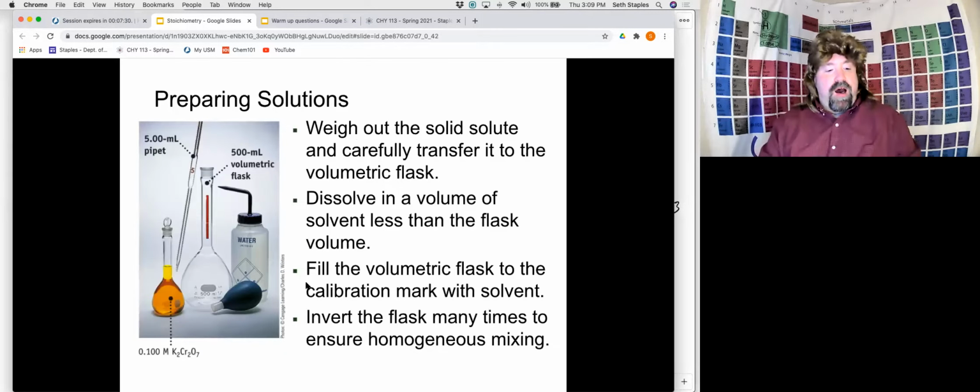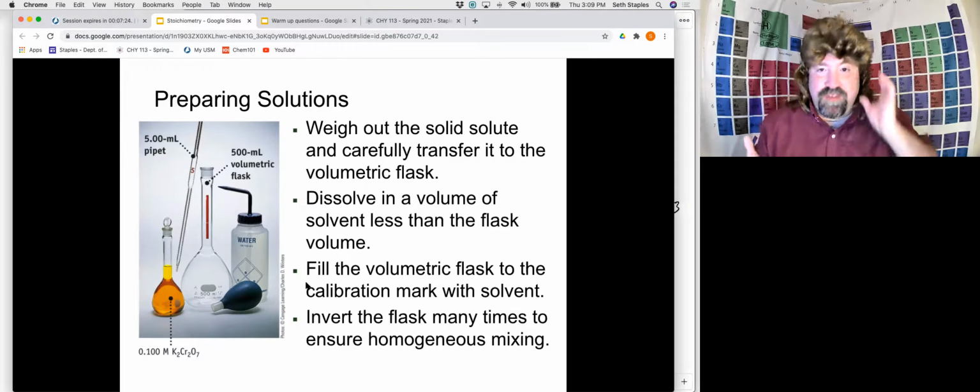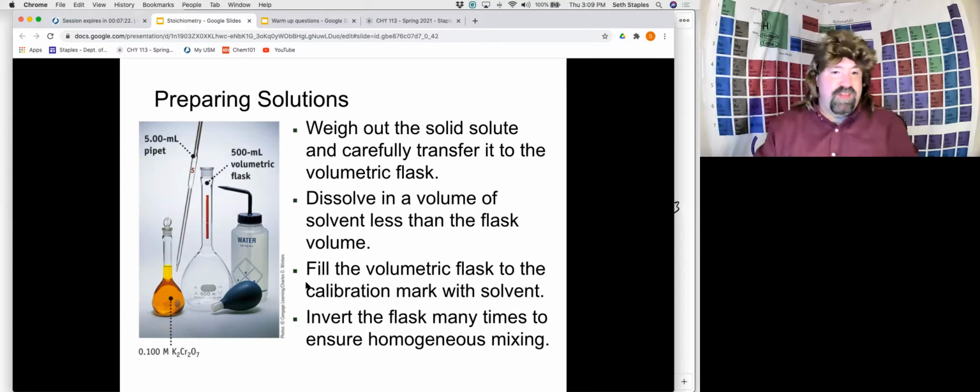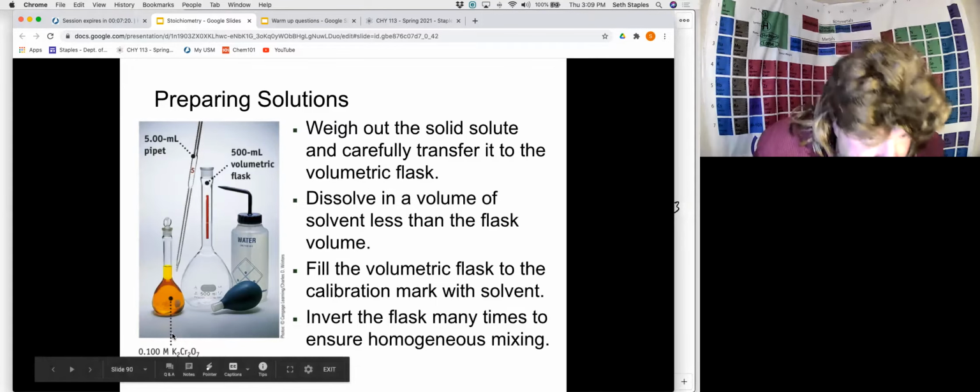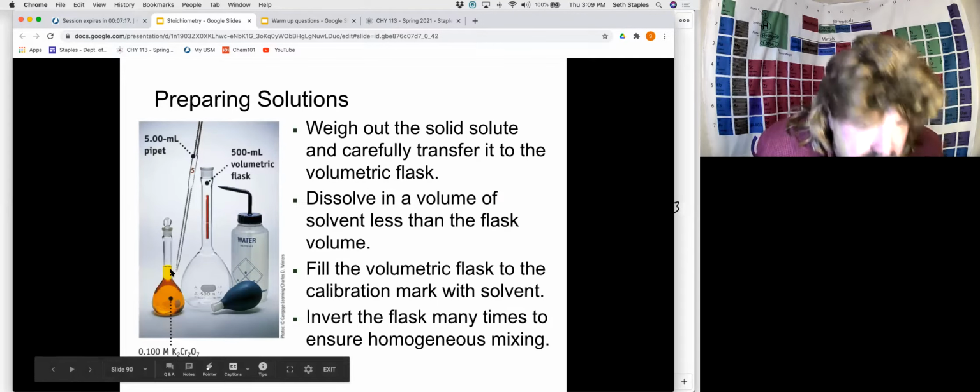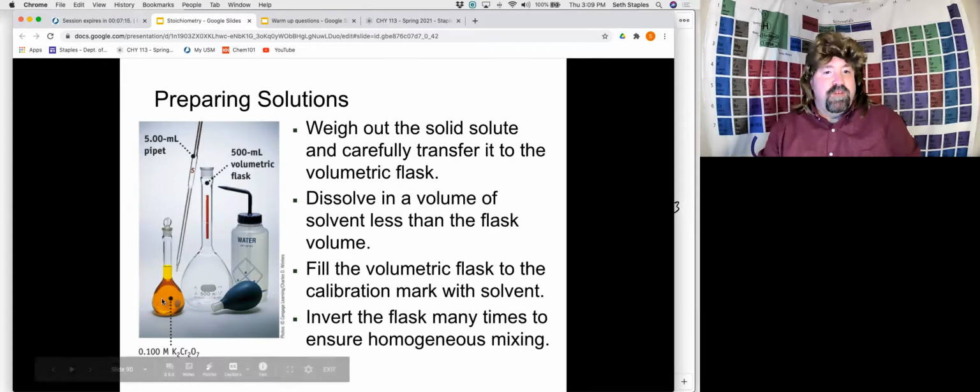Now, one of the more common things that might be done in a lab is having to prepare our solutions, having to actually make, for instance, in this case, it looks like a 100 milliliter flask. So somebody needed to make 100 milliliters of the 0.1 molar solution here.